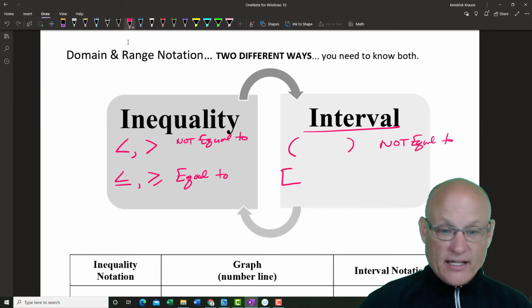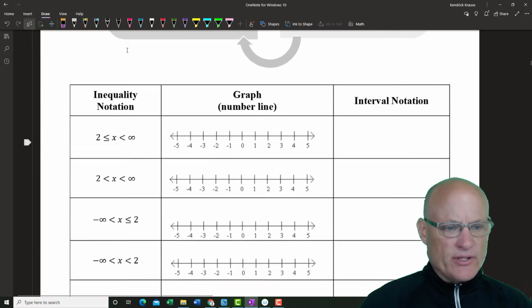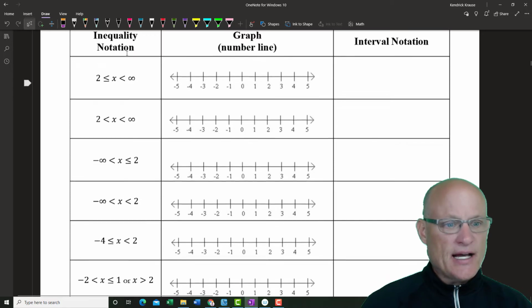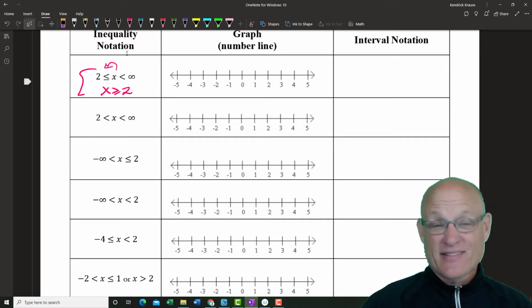Or brackets to represent equal to. And you'll see what I mean in a second. So let's take a look at what this says. This says that x, so we're going to start at 2. X is greater than that, but less than infinity. Another way to write this would be x is greater than or equal to 2. These two things mean the same thing.